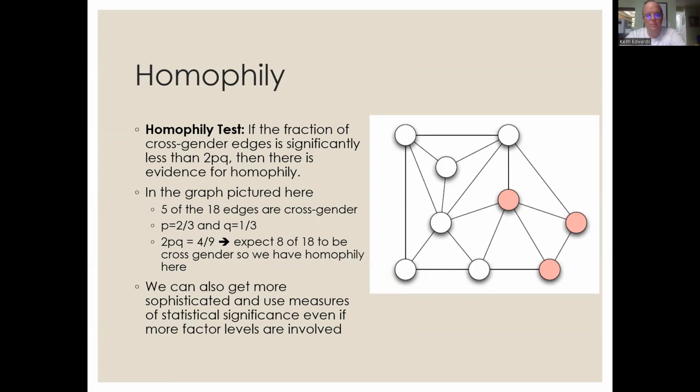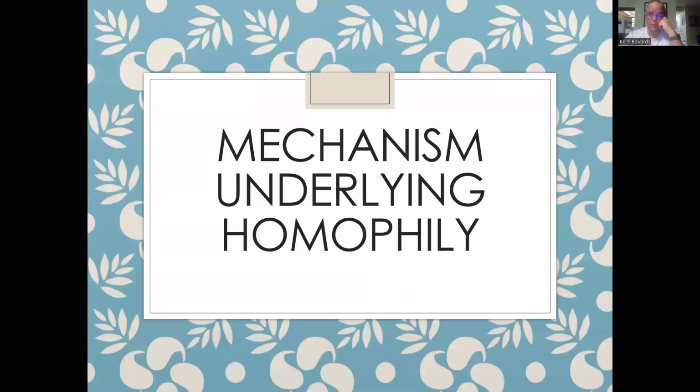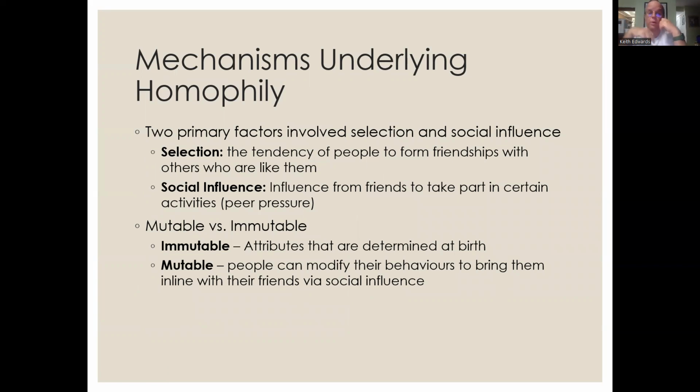We can get more sophisticated, and there are things that we can do like measure for statistical significance. And we can do that even if more factor levels are involved than just a 2-level factor. So what are some of the mechanisms underlying homophily? Well, there are 2 primary ones. One is selection. That's the tendency of people to form friendships with others who are like them. The other is social influence, the influence from friends to take part in certain activities, that peer pressure.